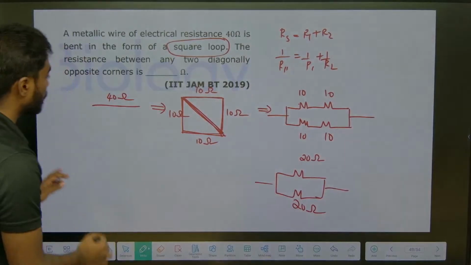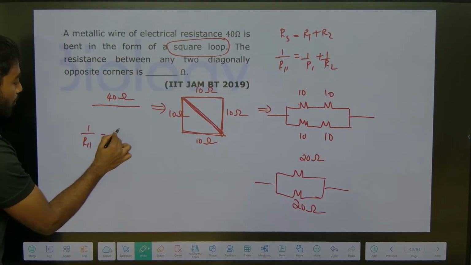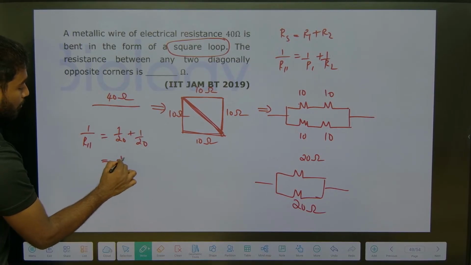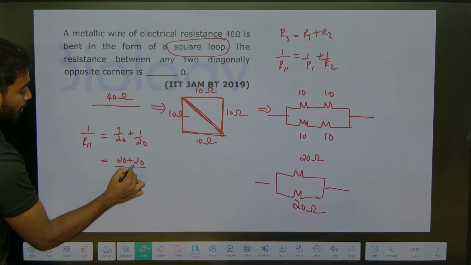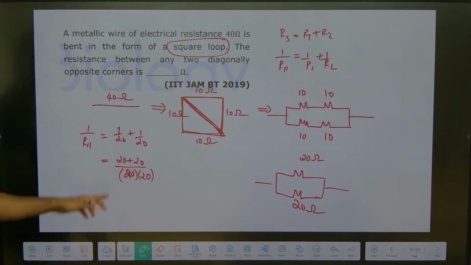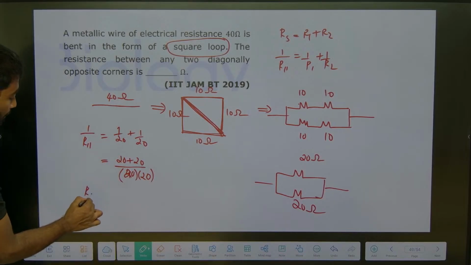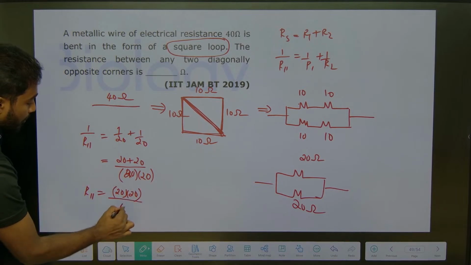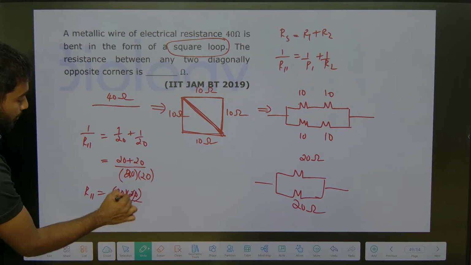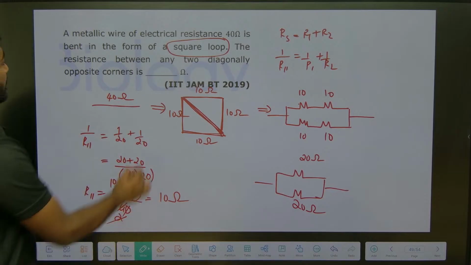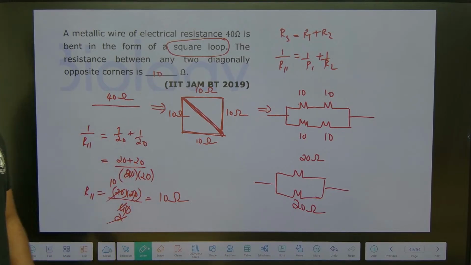There is no place here. So 1 by R parallel is equals to 1 by 20 plus 1 by 20, which is 20 plus 20 divided by 20 into 20. So I will take this numerator, R parallel will be equals to 20 into 20 divided by 40. That gives 10 ohm. So the final answer is 10 ohm. That's it, 10 is the answer.